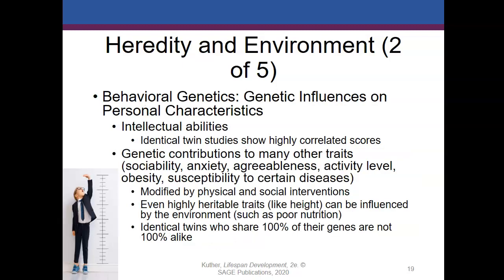Individual personal characteristics are impacted by the influence of multiple genes as well as by the environment. Identical twins consistently have more highly correlated intellectual scores than do fraternal twins, demonstrating some genetic tie to intelligence. Genes contribute to growth, body weight, and body height, but environmental influences also play a role. Even highly heritable traits like height can be impacted by environmental factors such as poor nutrition. Genetics contributes to many traits such as intellectual ability, sociability, anxiety, agreeableness, activity level, obesity, and susceptibility to various illnesses, yet even identical twins who share 100% of their genes are not 100% alike.